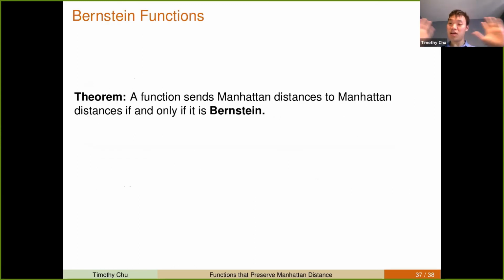Great. Finally, I'll just cap off this talk with saying what a Bernstein function is. I promised you at the beginning that a function sends Manhattan distance to Manhattan distance if and only if it is Bernstein. The proof I showed you can show one direction, that any Bernstein function works. The other direction is a little bit more complicated, but it's in our paper, and it's actually not that bad. But what is a Bernstein function?